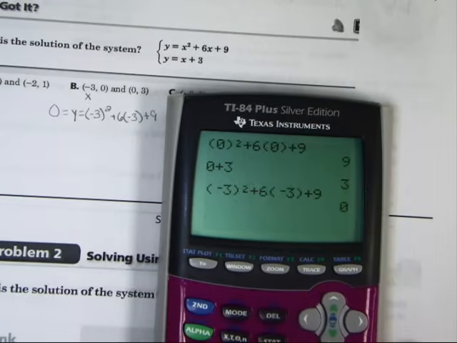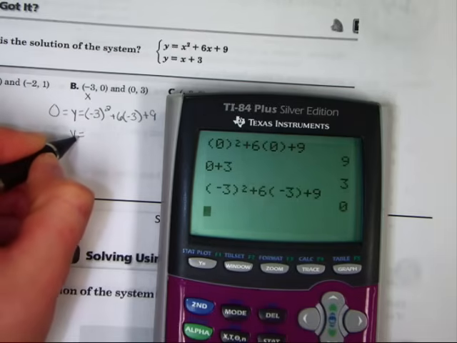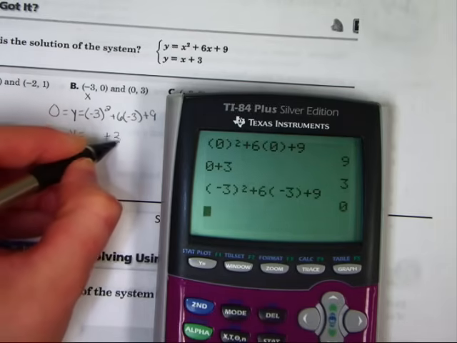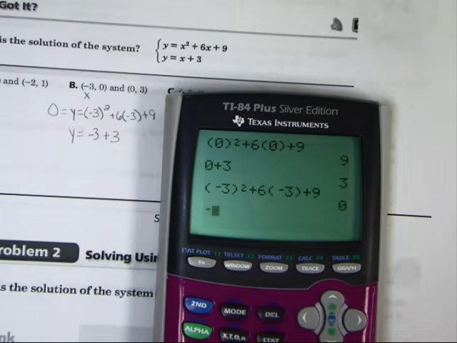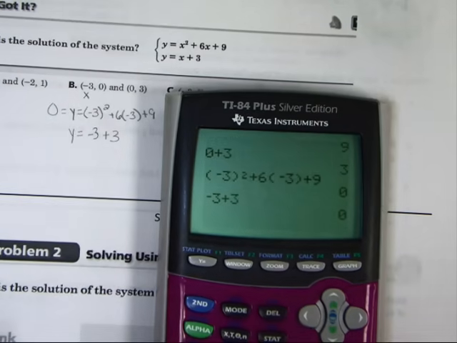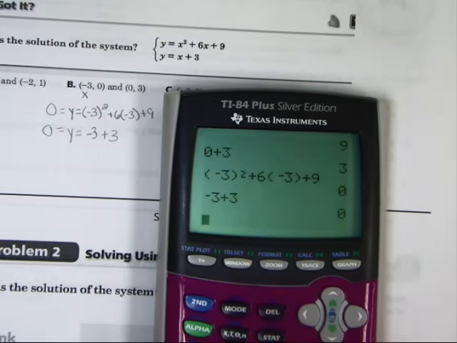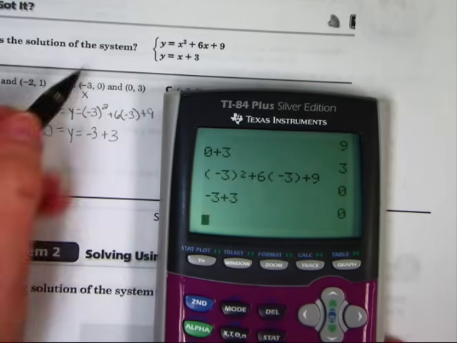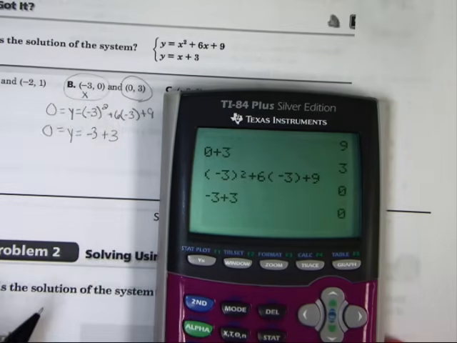Let's try it in the second equation. And we're just focusing on the first point so far. Y equals x plus 3. Well, what are we plugging in for x? Negative 3. What's negative 3 plus 3? 0. So this also works for the second equation. Now what you have to realize is that we only tested one point. Now we need to test the other point.